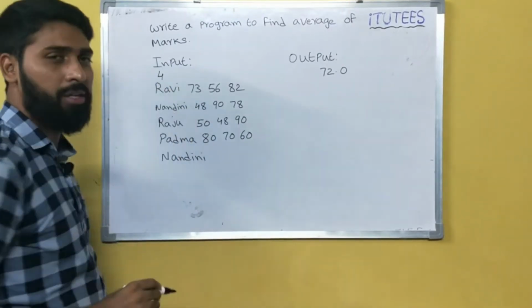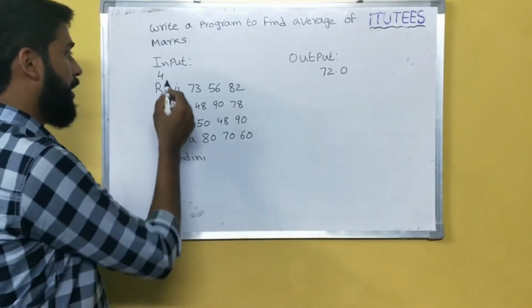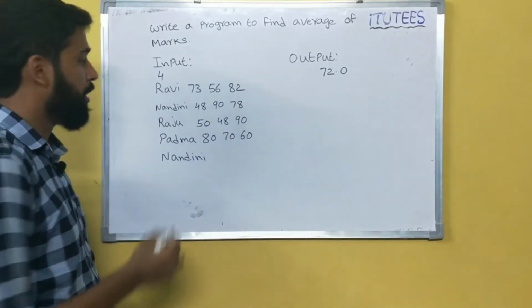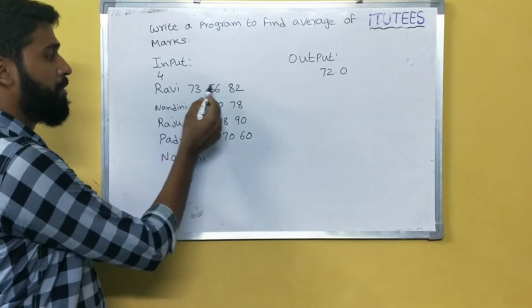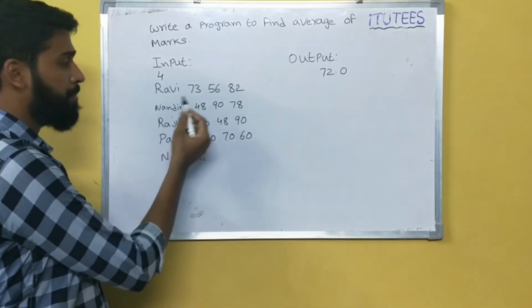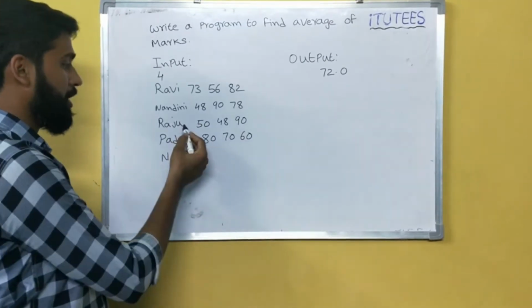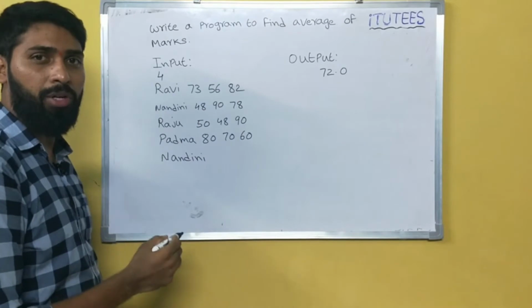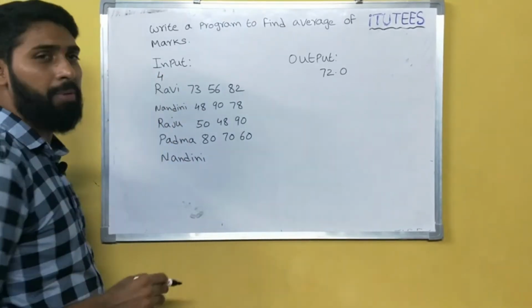First line, n value. If I am giving 4 values, I am going to read 4 student marks. That means Ravi space marks. In the next line, next student name and marks. Next line, next student name and marks. Like that, I am going to read the n student marks.